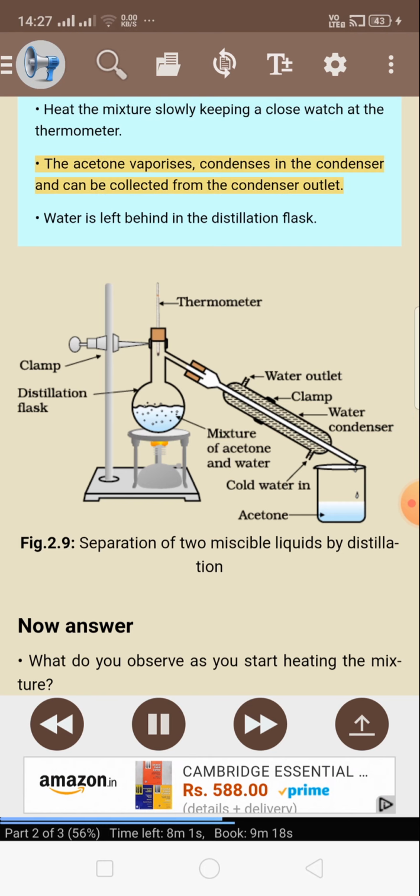The acetone vaporizes, condenses in a condenser and can be collected from the condenser outlet. Water is left behind in the distillation flask. Fig. 2.9: Separation of two miscible liquids by distillation.